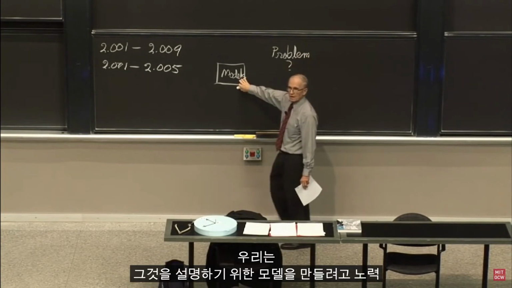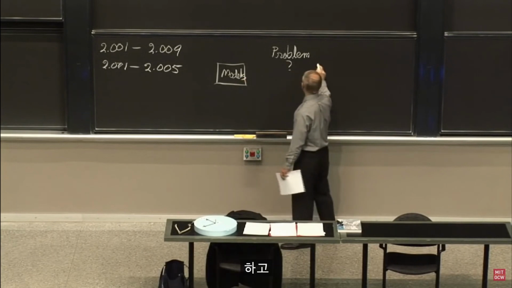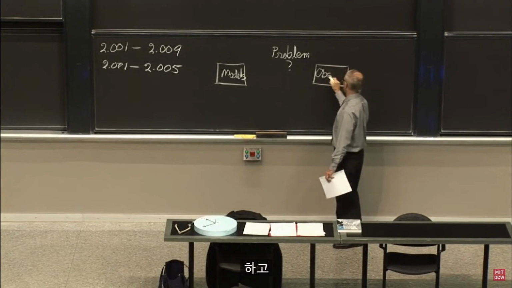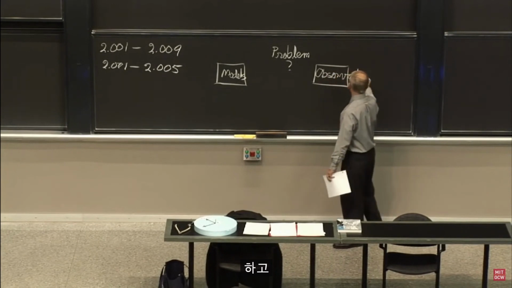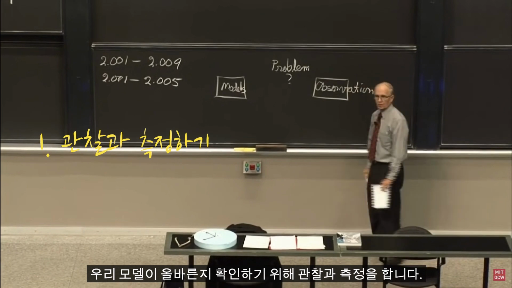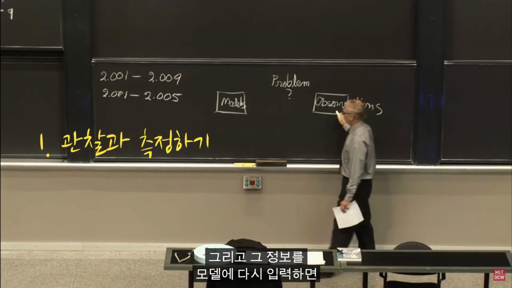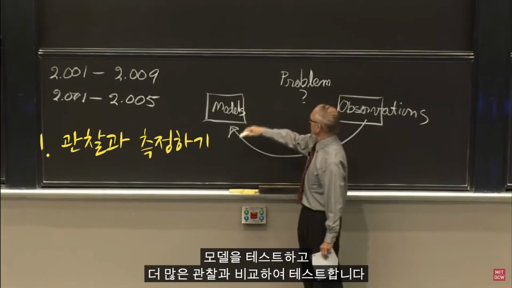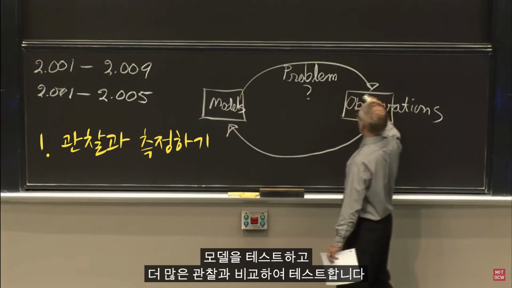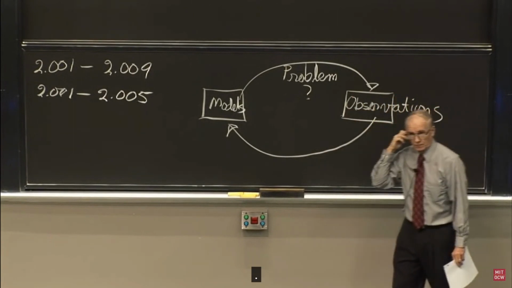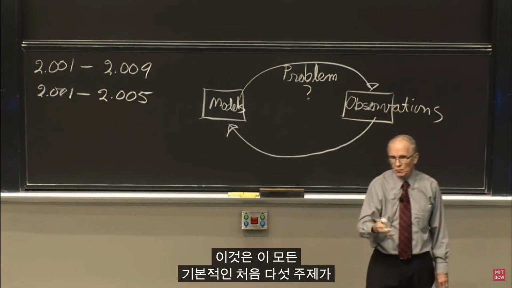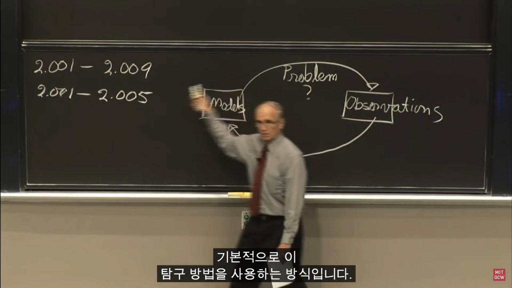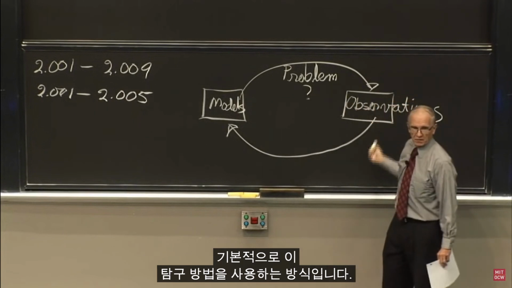We try to produce models to describe it, and we make observations, measurements, to see if our models are correct. And we feed that information back into the models. We try out the models, we test it against more observations, and you go round and round. And this is kind of the fundamental, this is the way all of these basic first 5 subjects use basically this method of inquiry.